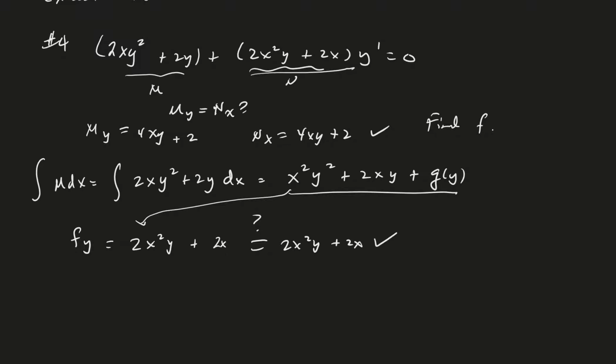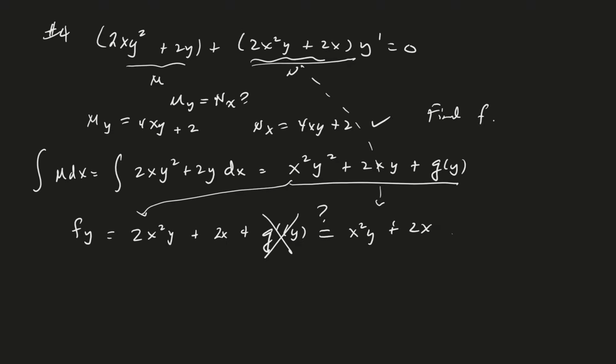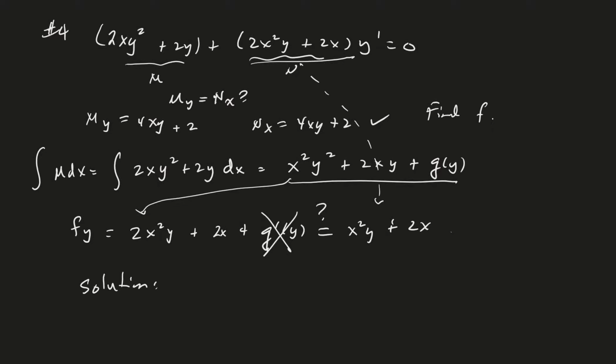And it is. Oh, I forgot, I want a g prime of y here because I'm differentiating with respect to y. Good. And so is that equal to 2x squared y plus 2x, the N side here? And it is. And so we can see that we don't need the g of y in this case. And so our solution is x squared y squared plus 2xy equals a constant c.